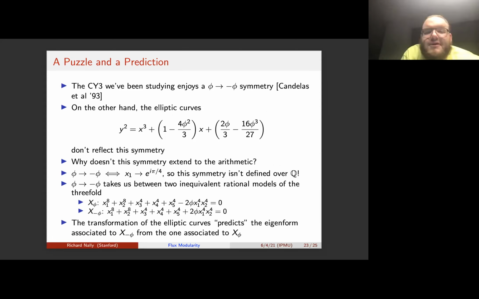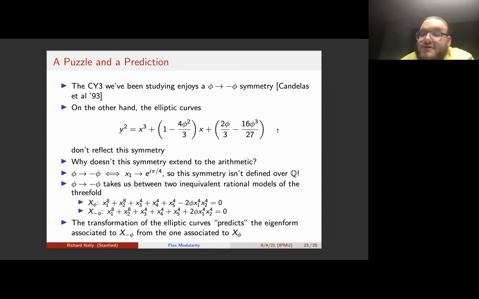The Calabi-Yau threefold we've been talking about has a symmetry under phi goes to minus phi. This is a symmetry of moduli space. But on the other hand, these elliptic curves don't have this symmetry because this term is odd in phi. In particular, under phi goes to minus phi, these elliptic curves basically do g goes to minus g. So under phi goes to minus phi, we get a different modular form. And so why doesn't this symmetry extend to the arithmetic?